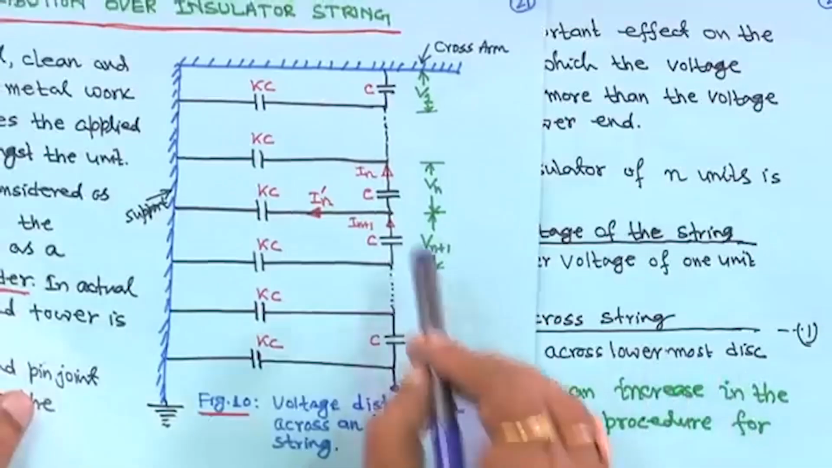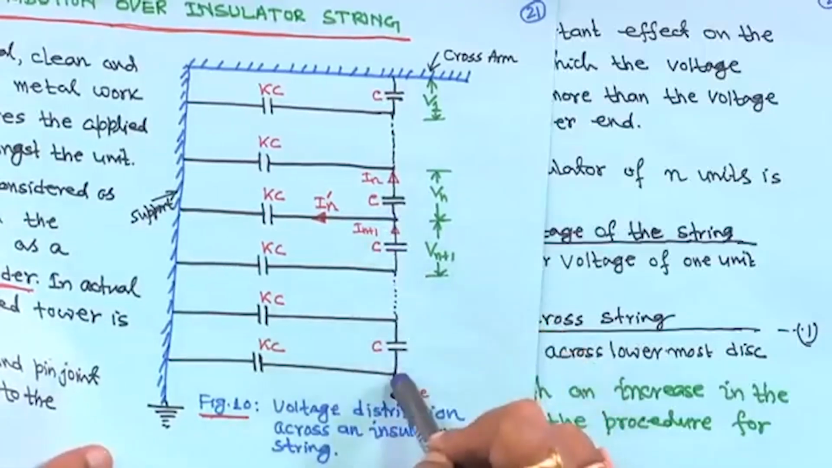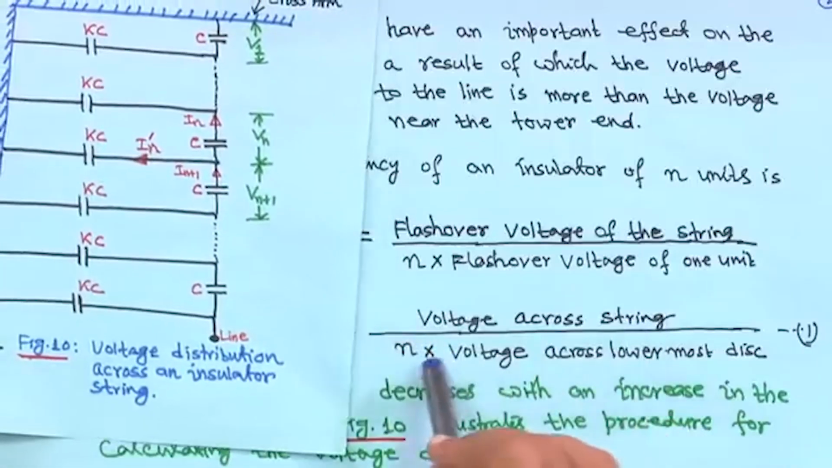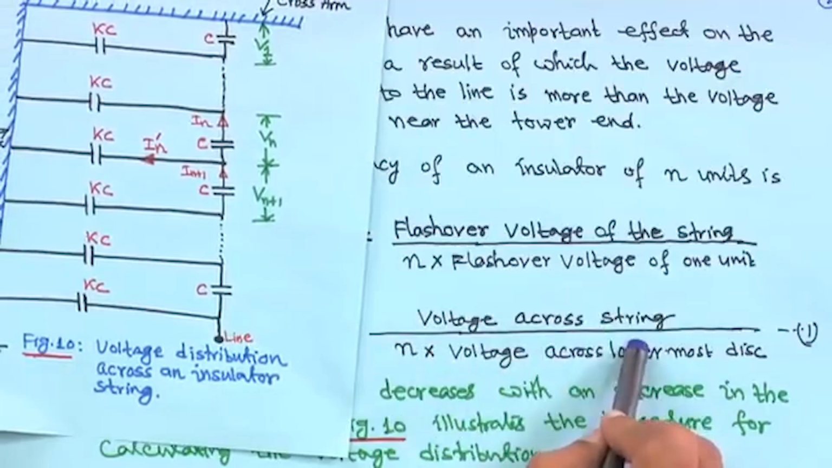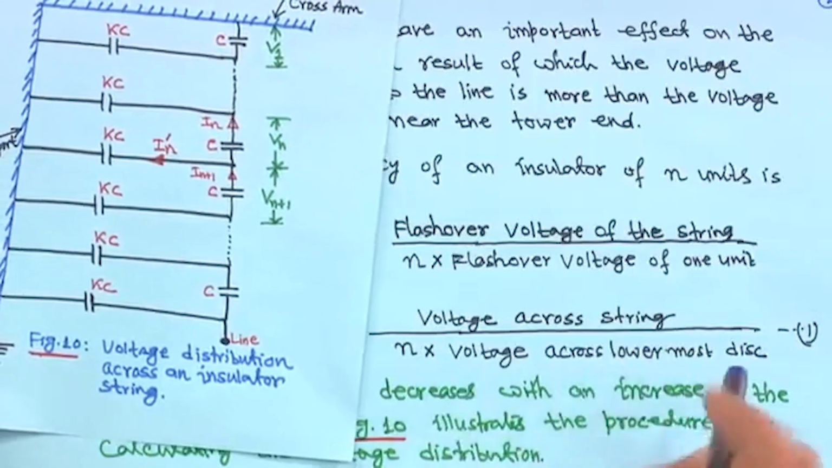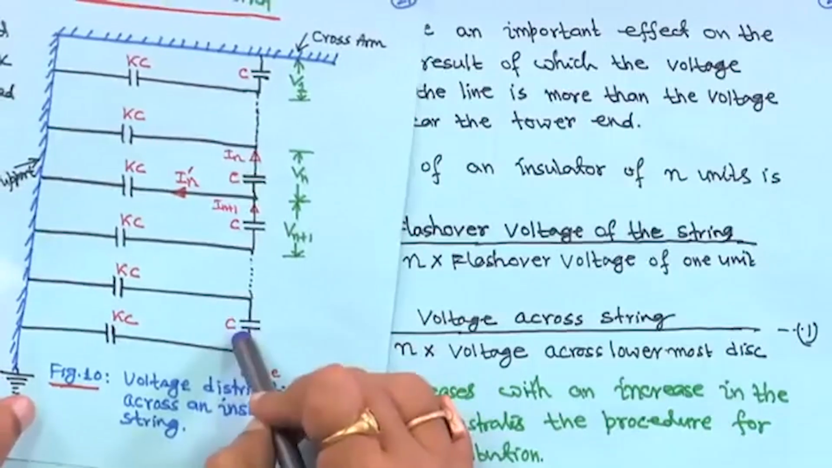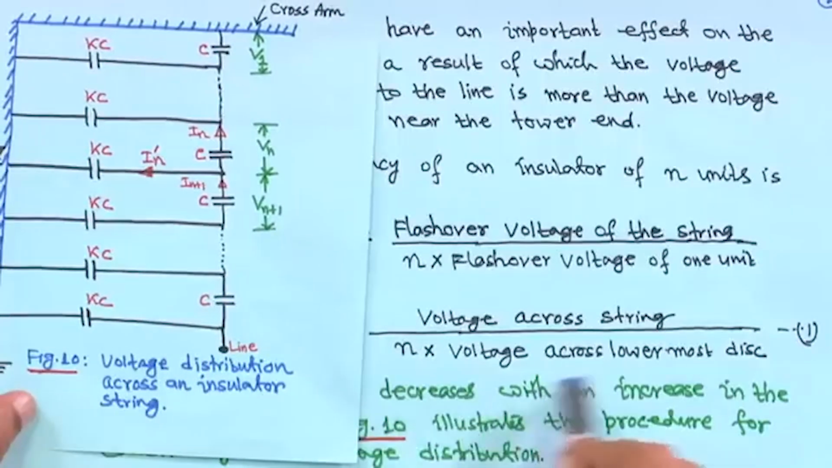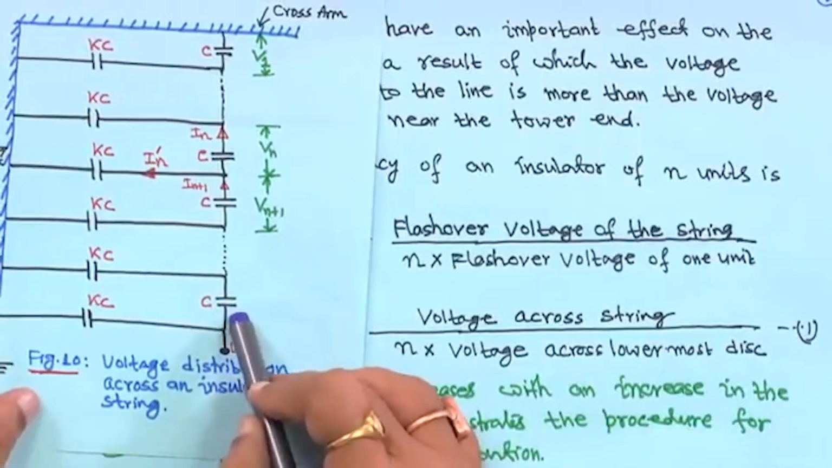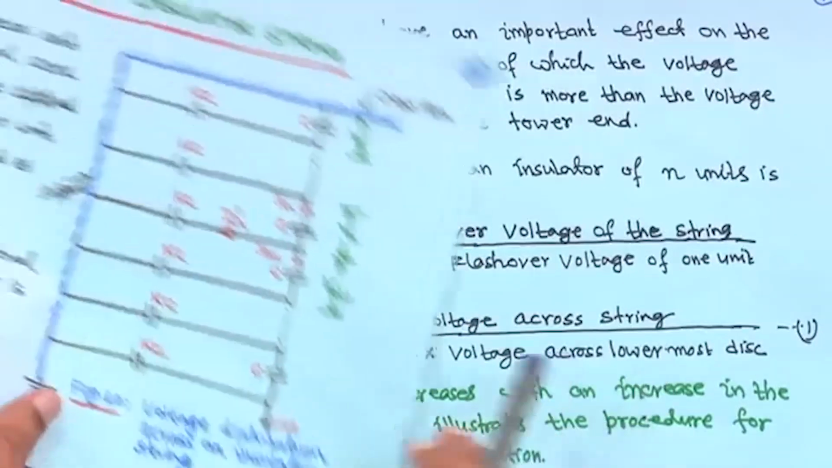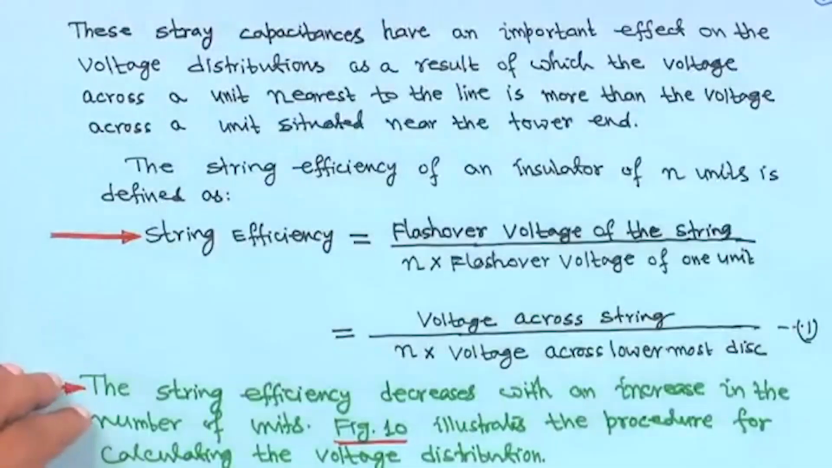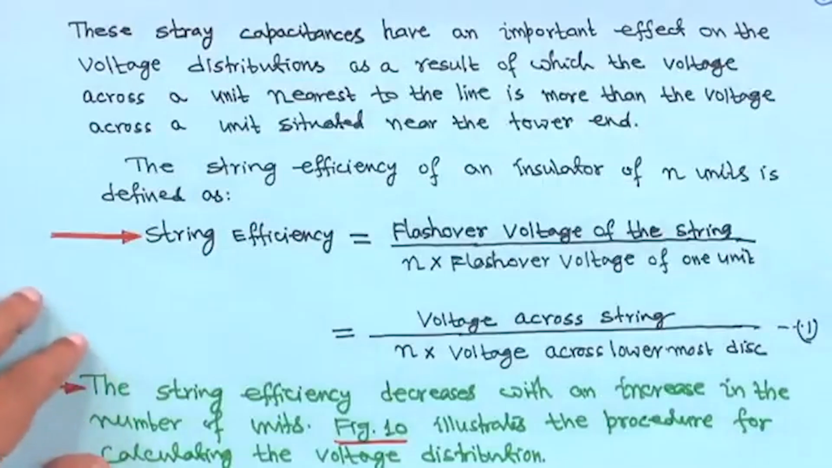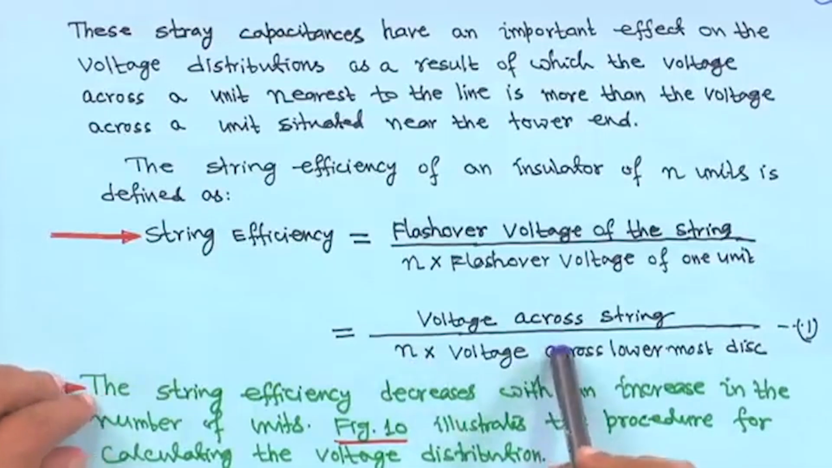In this diagram, this is the nth one, this is n plus 1, some more is shown. The idea is there should not be any confusion. You find out the total voltage across the string, then n into the voltage across the lowermost unit. Suppose this is the nth unit, then n into the voltage across the lowermost disk, because this disk voltage is higher than this one. Thus the string efficiency decreases with an increase in the number of units. If n is more, then naturally this will be less.